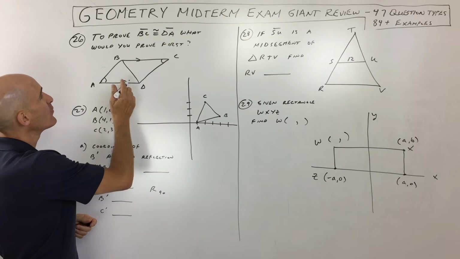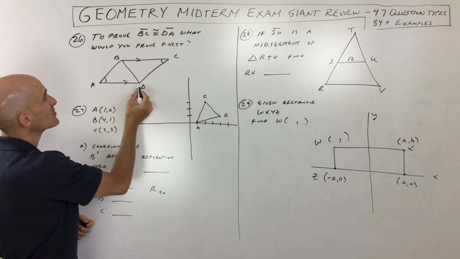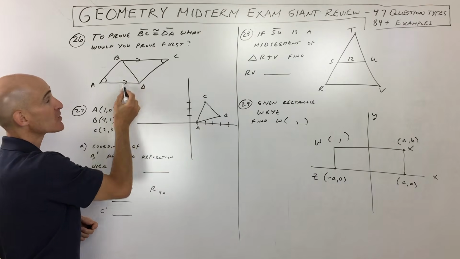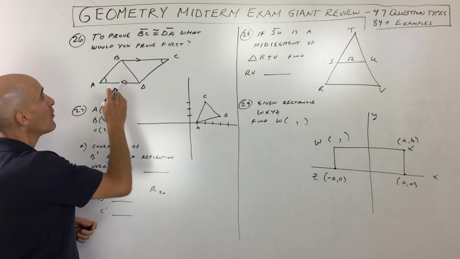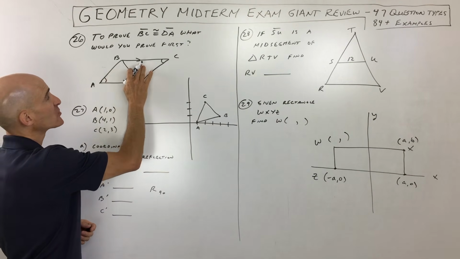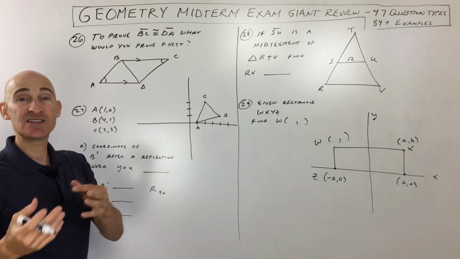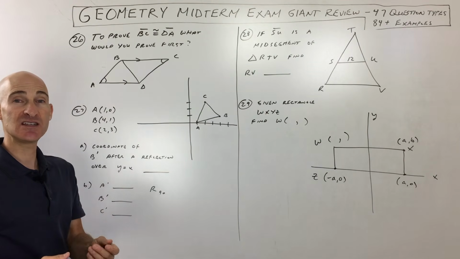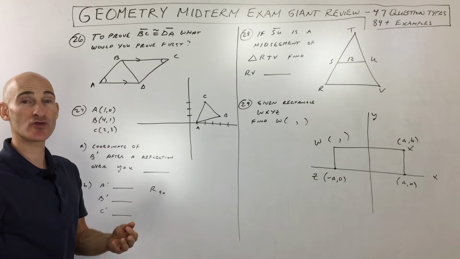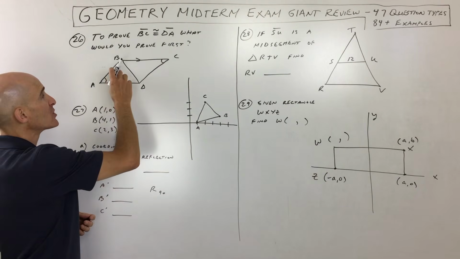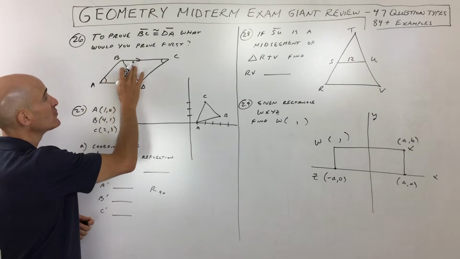So basically, if we wanted to show that this segment is congruent to this segment, now notice that these two lines are parallel, not necessarily congruent. Ideally, what we want to do is show that this triangle is congruent to this triangle. Then by the CPCTC, the corresponding parts of congruent triangles are congruent, we can show that those parts are congruent. But how do we prove these two triangles are congruent?